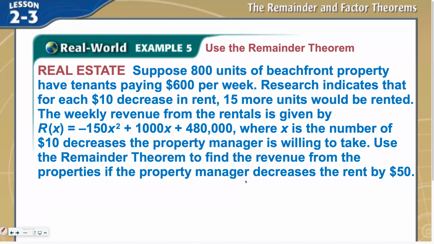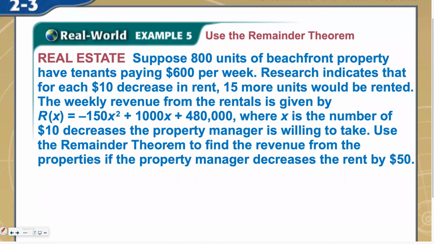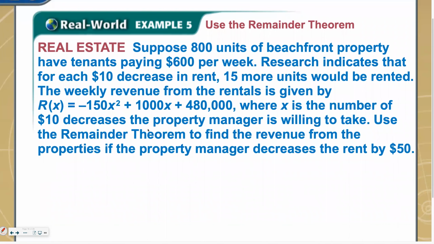All right, example 5. So on real world problems, you can actually use the same thing we've been doing to solve equations. Like here, it says, suppose 800 units of beachfront property have tenants paying $600 a week. Research indicates that for each $10 decrease in rent, 15 more units would be rented. The weekly revenue from the rentals is given by this function, where x is the number of $10 decreases. I'm going to stop and write that. X is $10 decreases. I always label the values.